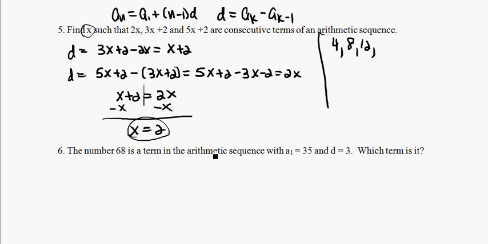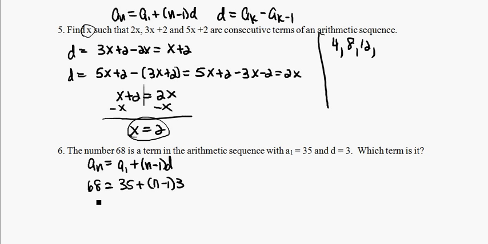The number 68 is a term in an arithmetic sequence where the first term is 35 and the common difference is 3. What term is it? Well, we have all the makings of the general term of an arithmetic sequence, where I don't know what the term number is, but I know 68 is a term. I know the first term is 35, and I know the common difference is 3, so I'm looking for the term number because it says what term is it. So n is unknown. Our common difference is 3.